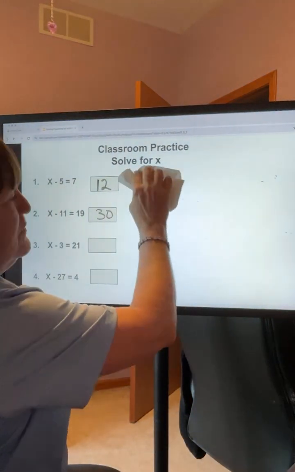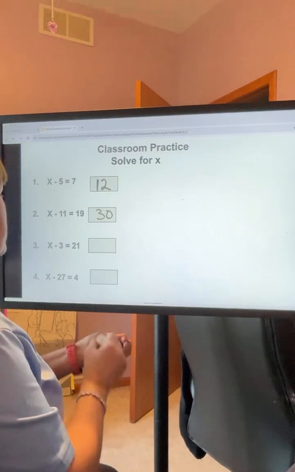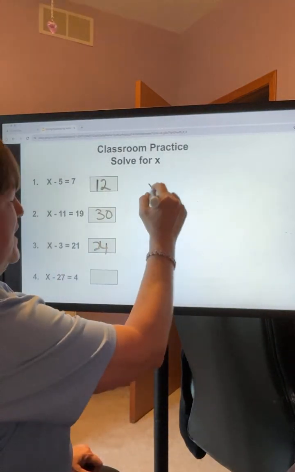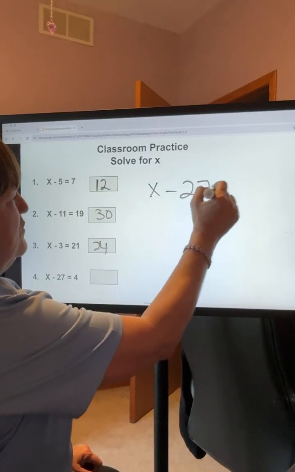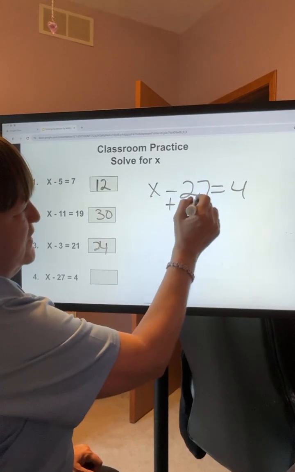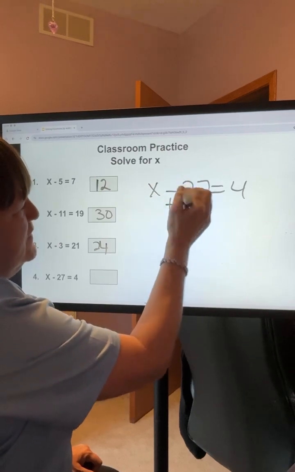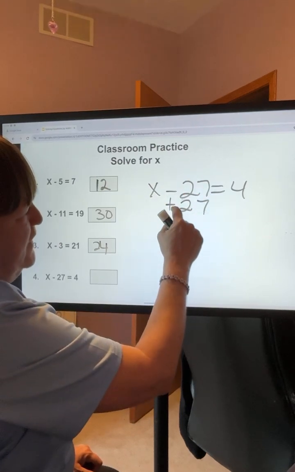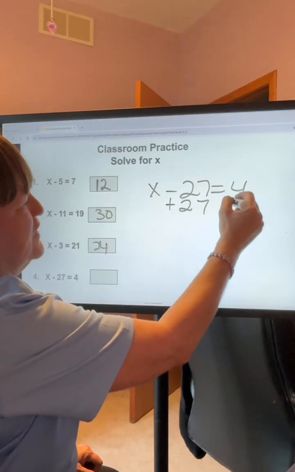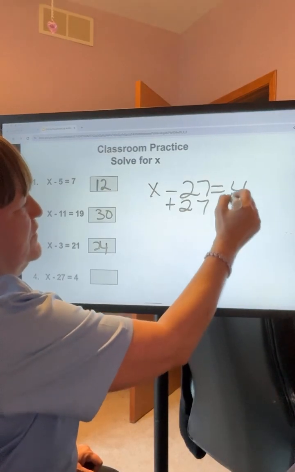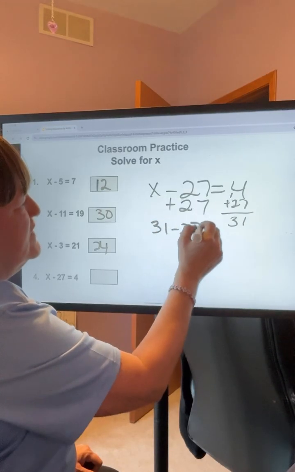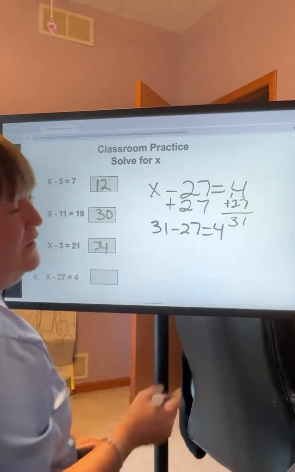That was 24, right? Okay, so now you have x minus 27 equals 4. I want to get rid of this 27. I'm going to add 27 because you're doing the opposite. If it's subtracting, you're adding. If it's adding, you're subtracting. So I'm adding 27 to 4, it'd be 31, and 31 minus 27 equals 4. And that's correct.